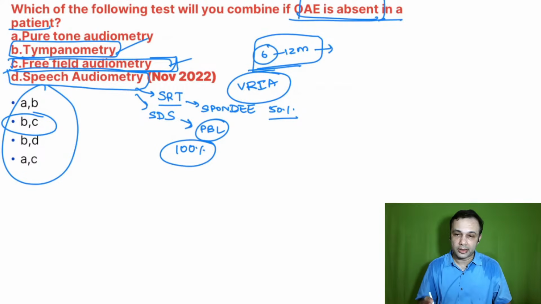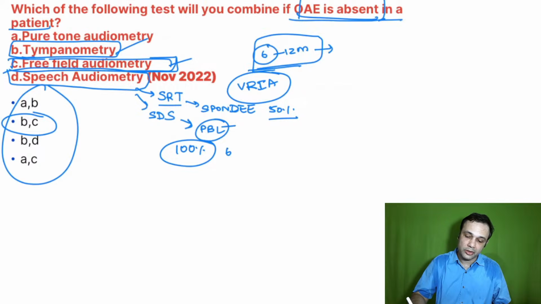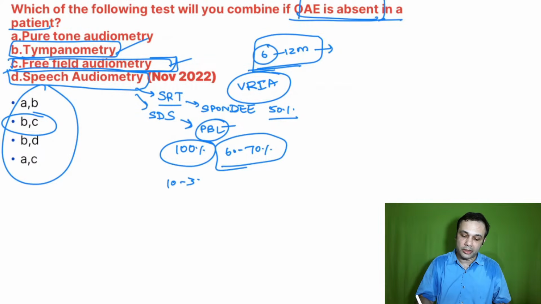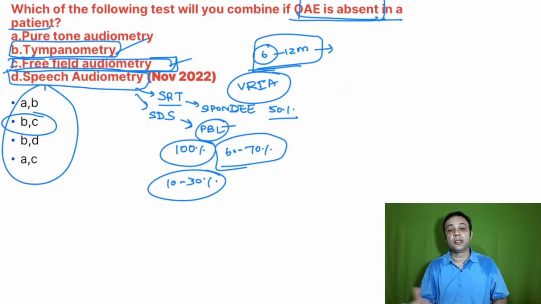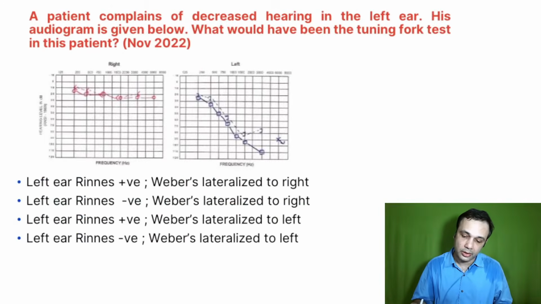Yes, absolutely correct, Stardust. Speech reception threshold is the intensity at which the patient is able to repeat 50% of the words, whereas a phonetically balanced list is given in case of speech discrimination score, where they should be able to differentiate between two similarly sounding words, right? And 100% is regarded as normal. Somewhere in the range of 60 to 70% and above is a cochlear type of hearing loss, and if it is poor, in the range of 10 to 30%, then you're looking at a retrocochlear hearing loss, right? So that is about this question.